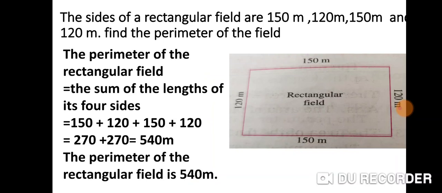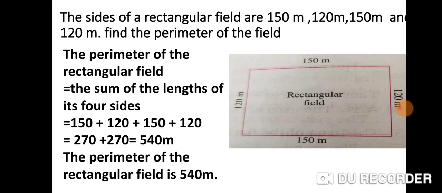Now, we are going on to the second sum or the second question of this exercise. The sides of a rectangular field are 150 meters, 120 meters, 150 meters and 120 meters respectively. So, find the perimeter of the field. First you will begin with the formula. Now, what is the formula, students, of a rectangle? Correct. The perimeter of a rectangle is the sum of the lengths of all the 4 sides. So, you have to measure all the 4 sides together.